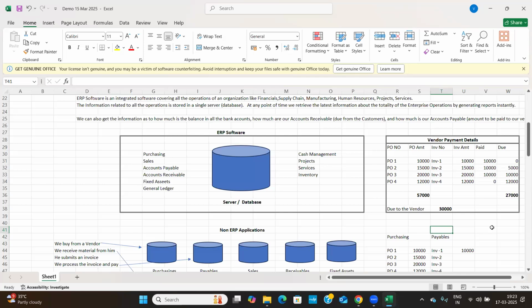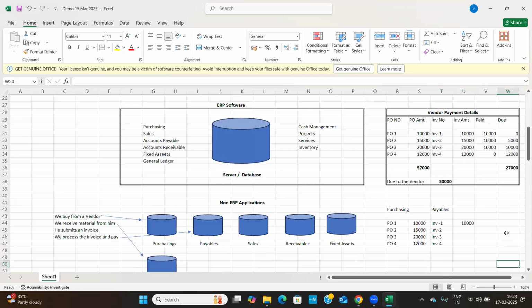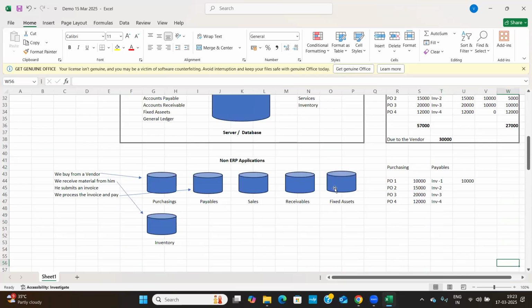Like this also, you will have the fixed assets module also. How much is the depreciation? How much has it gone into the general ledger? You can prepare the general ledger financial statements.